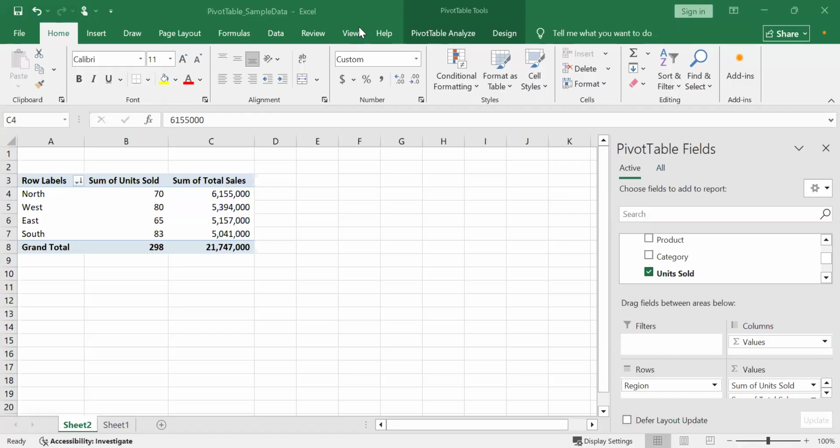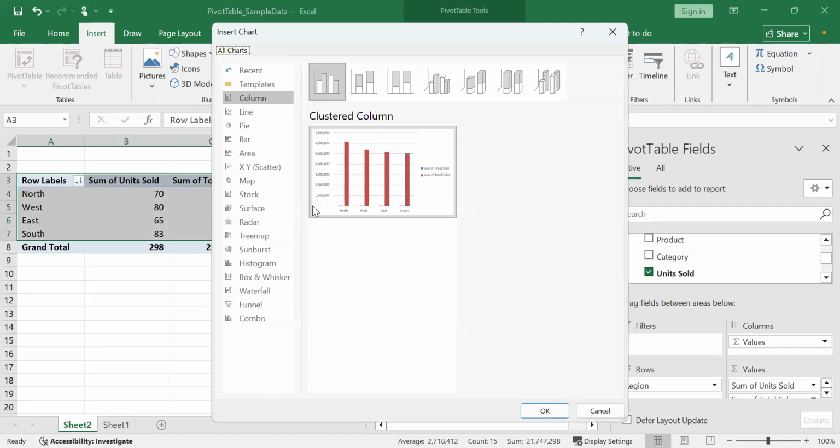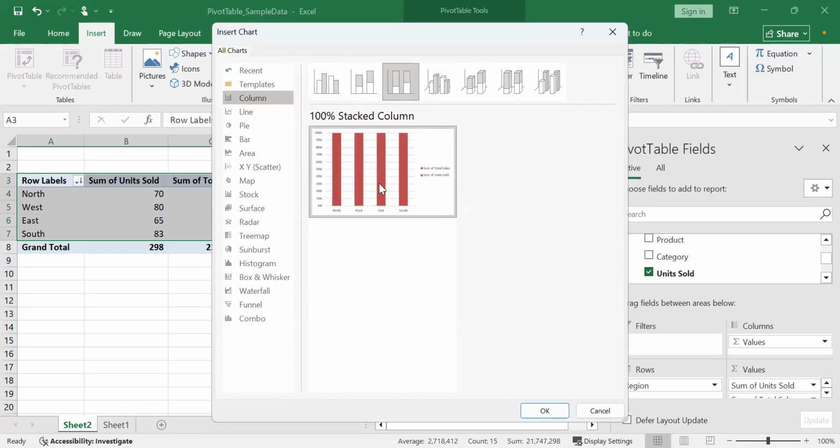Yep. So let's say, for example, I do something like this. I can highlight this. I don't want to highlight the grand total. So I can just do insert, recommended charts, and I can just do... why is it not bringing this?